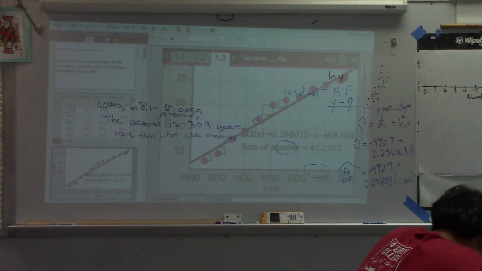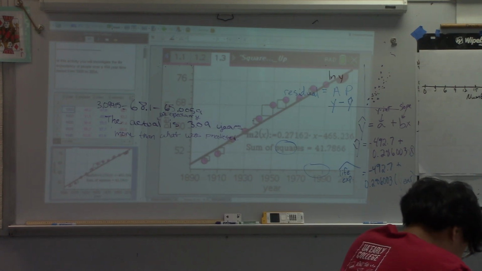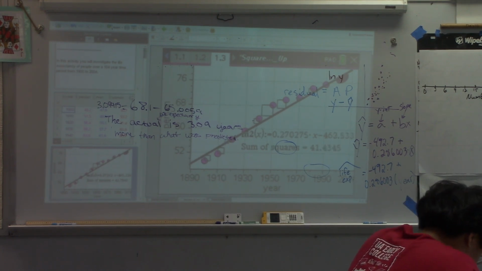Remember, you can change slope and y-intercept, but focus right here. Now, this answer was the smallest value you can get. You want to know something cool? Control C, just like a computer.